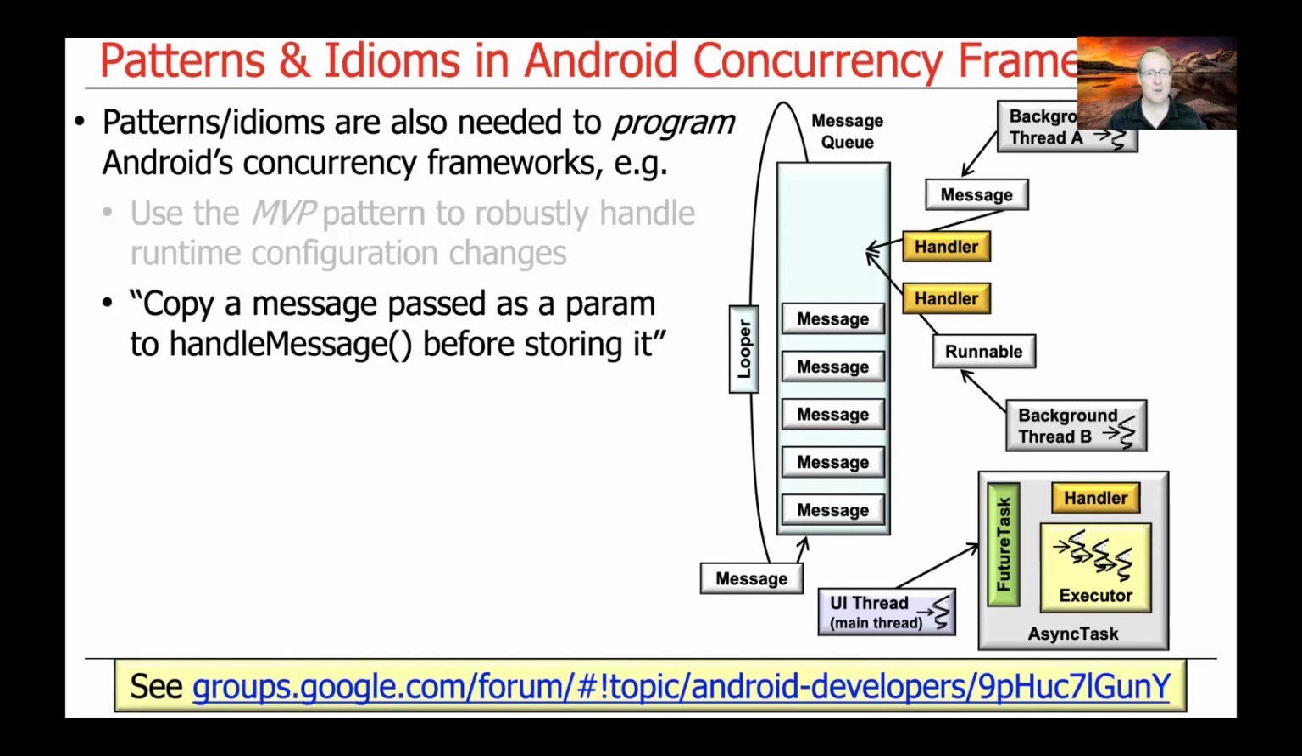Another example is that you need to copy messages that are passed as parameters to some of the hook methods in the Hammer framework before storing them, because they do some kind of clever reference counting that means the messages will go away once the method comes back. So if you want to keep a copy of it, you have to copy it yourself.